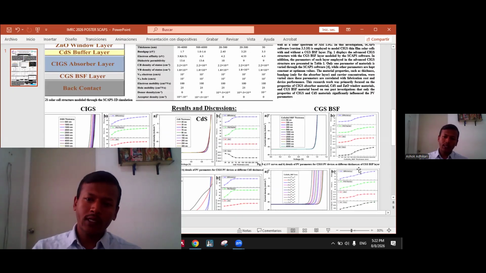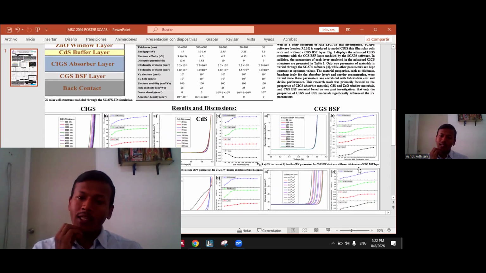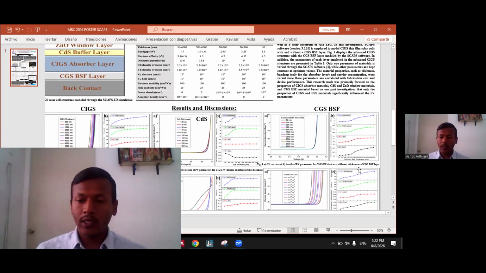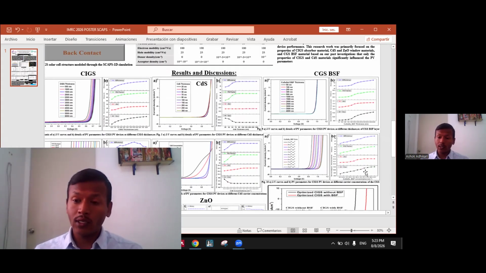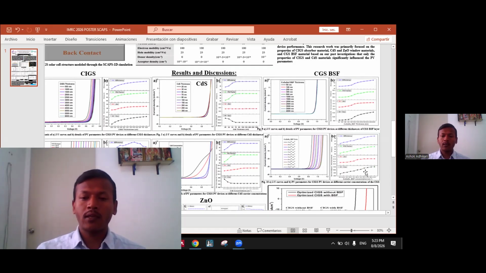If the thickness is higher, even though the efficiency increases, the resistance will also increase, so as a result the fill factor will decrease. So in this case, it's better to maintain the lowest thickness possible. And similarly, increasing the carrier concentration of the back surface field layer increases the performance, also improving the concentration and reducing the recombination of the generated charge carriers.